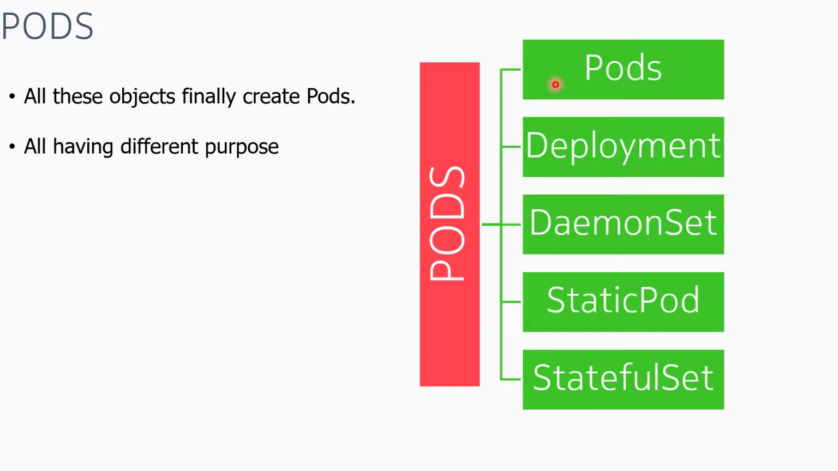That means you cannot create a deployment where you need a daemon set. You cannot create a daemon set where you need a static pod, and similarly stateful set. So the purpose of every object is different, but finally they create pods on the Kubernetes cluster. That's why it is very necessary to understand what a pod is.